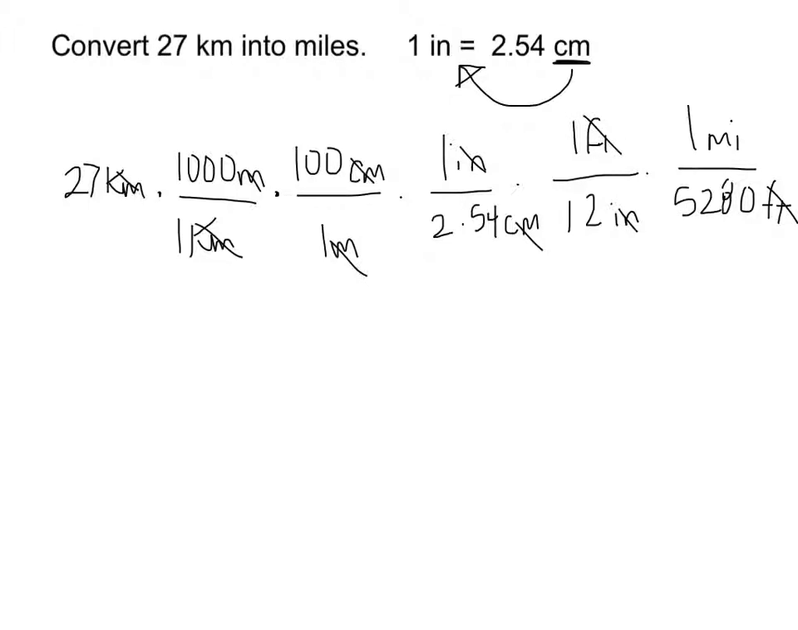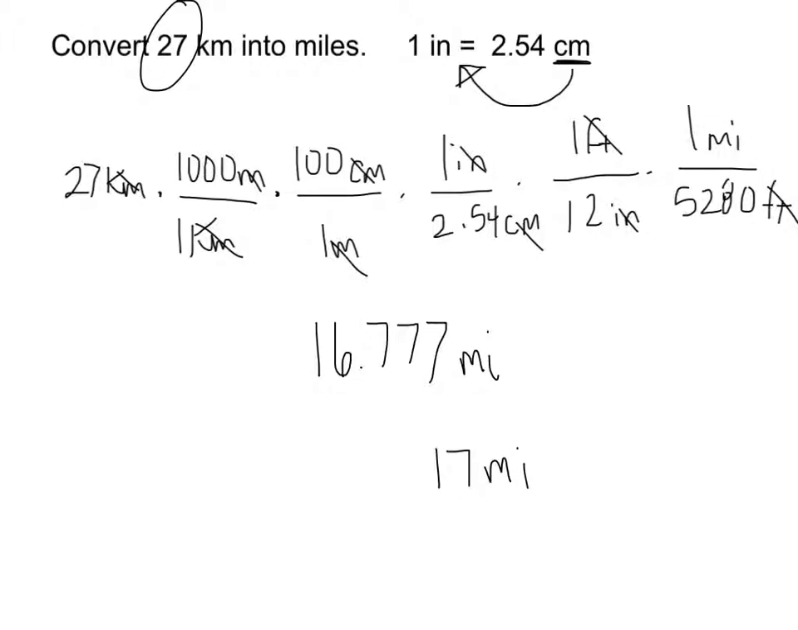I grab my calculator. I'm going to multiply 27 times 1,000 times 100. And then I'm going to divide by 2.54, divide by 12, divide by 5,280. And if you do that in your calculator, it's going to spit out a number that looks like this, 16.777. The units would be miles. Observing significant figures, notice we have 2 sig figs in 27, so we have to round our answer to 2 sig figs. The answer would be 17 miles.